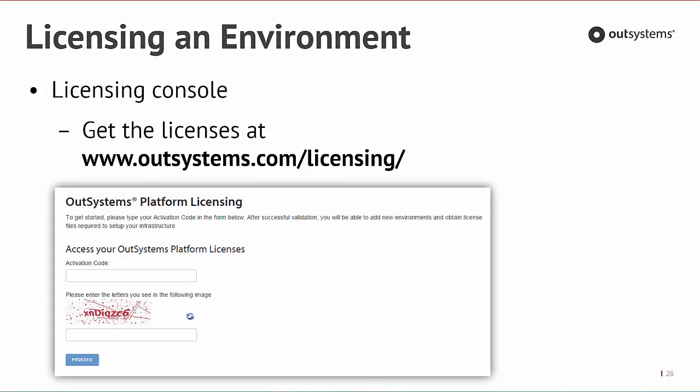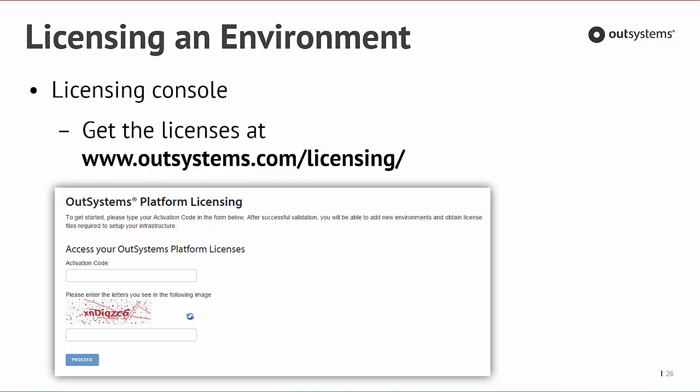So licensing an environment, you will need to access the licensing console. This is a self-service task. Once in possession of an activation code, you will be able to access this console through outsystems.com/licensing. You'll just fill in your activation code, make sure that your CAPTCHA is correct, and proceed.